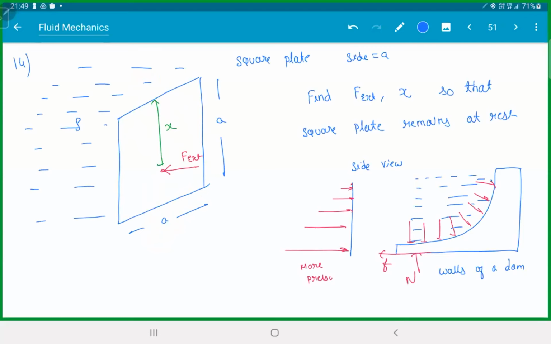How do you do this? Think for a minute. Find the F external. That is easy, right? You can just use centre of mass and finish it off. Find F external. I'll just be back in a minute.